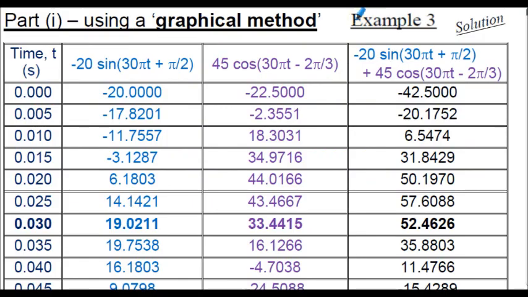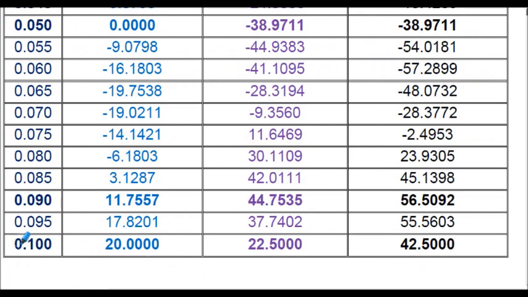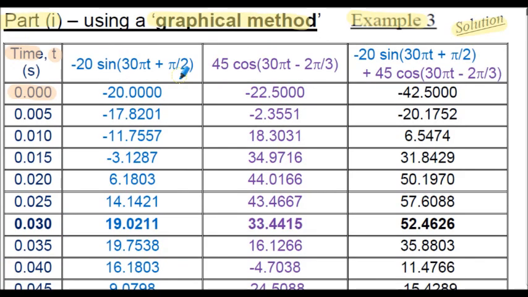So this is example 3, part 1, the graphical method, commencement of the solution. In the left hand column here we have the time t between 0 and 0.1 seconds, as stated in the question. And I've simply used a spreadsheet here to determine the values for the waveform negative 20 multiplied by the sine of 30 pi t plus pi upon 2.